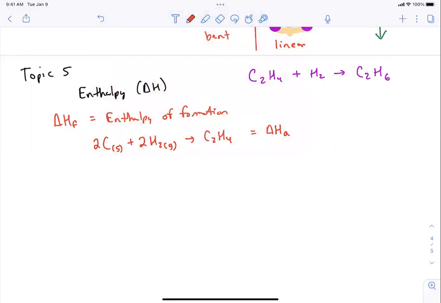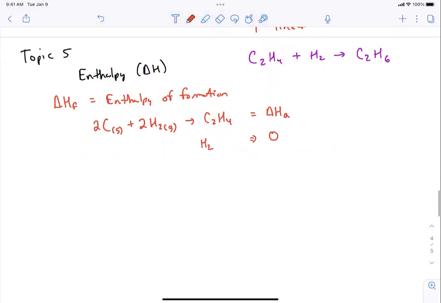Now here, H2 is an element, so that has a delta H of 0. The enthalpy of formation of H2 is 0 because all elements have enthalpy of formation 0. That's our baseline for the energy inherent in every atom. For C2H6, it's this.